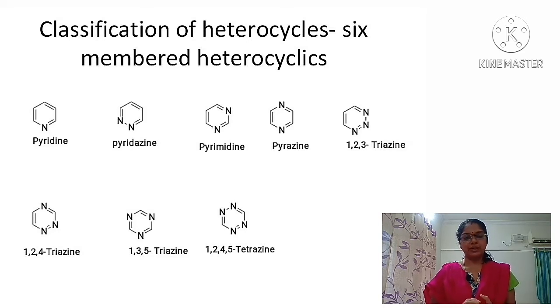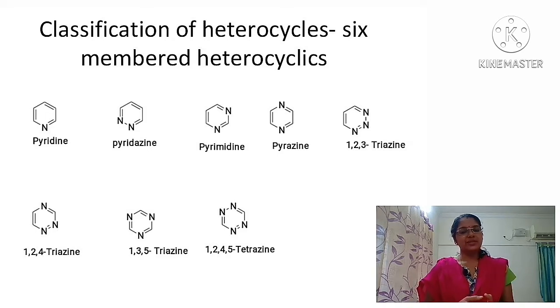The next important example of a six-membered heterocycle is triazine. Triazine is a six-membered ring and it contains three heteroatoms, that is, three nitrogens as the heteroatoms. And this triazine can exist in three isomeric forms, that is 1,2,3 triazine, then 1,2,4 triazine, and one more isomer, 1,3,5 triazine.